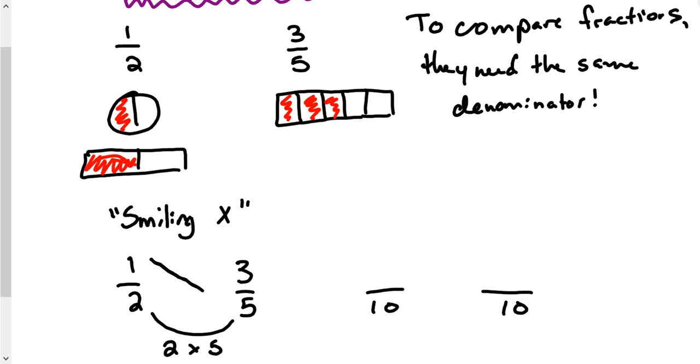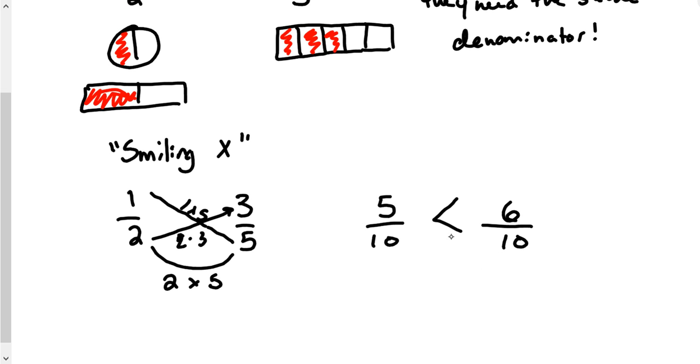Then I slide across here. So 1 times 5 is 5, and 2 times 3 is 6. So then we can see that 5/10 is less than 6/10 because we read it left to right.